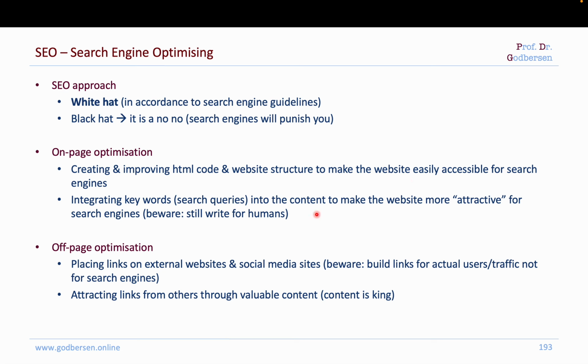You might integrate keywords into your content to make your website more attractive for search engines, so that some word is more often repeated in a text than you would normally do if you write a normal text like a term paper. Then you need to find out what are the keywords people are typing into search engines like Google, what are they searching for, and this word is a few times more often in your text.